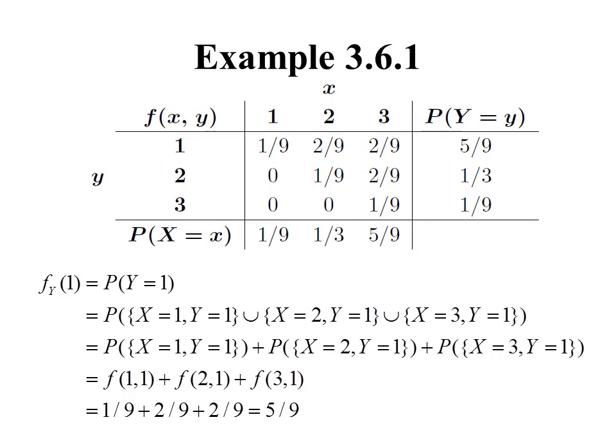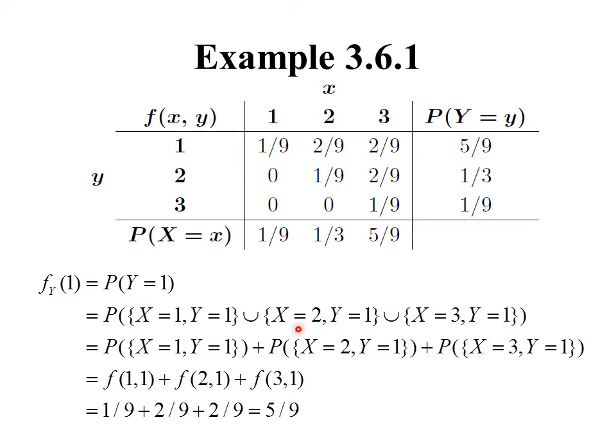And so to illustrate how to calculate a value of the marginal distribution, let's consider the marginal distribution of Y at 1. So that is by definition the probability that capital Y equals 1. So think about how can that happen. Well, that could happen if X equals 1 and Y equals 1, or X equals 2 and Y equals 1, or X equals 3 and Y equals 1.